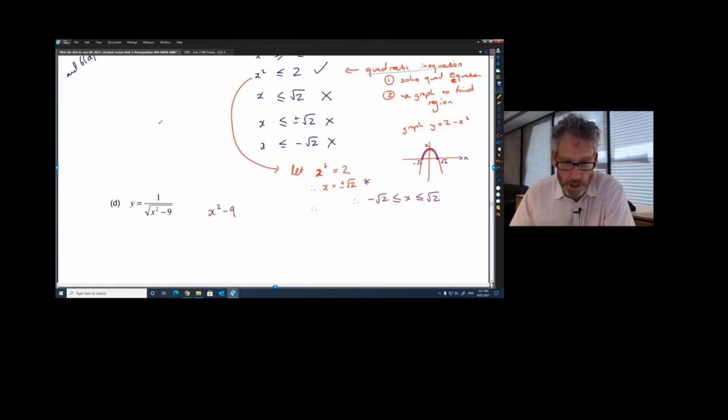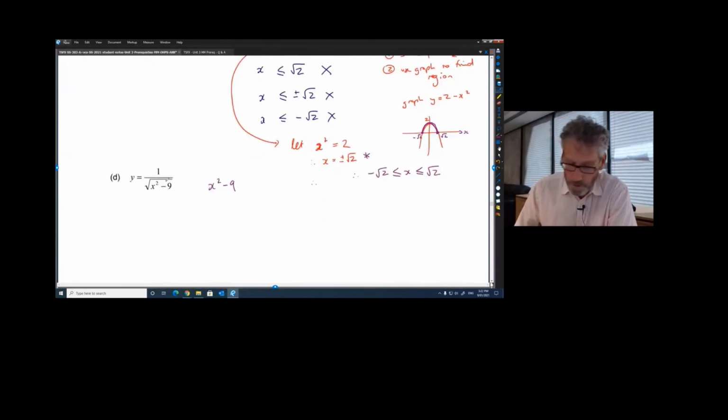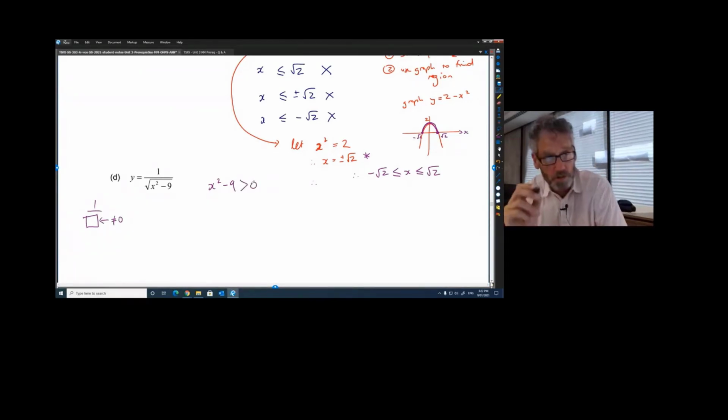So in the previous question, I said, what's in the square root has to be at least 0. And that's still true, but because of the 1 on, when you have 1 on something like that, that thing there cannot be 0. So in this case here, my x squared take 9 has to be a positive number, not greater than or equal to 0, but greater than 0. Because if it equals 0, you get a 0 in the denominator, and that's a problem. So we solve this one here.